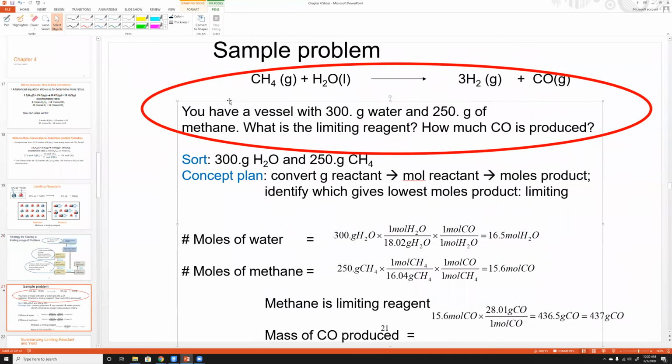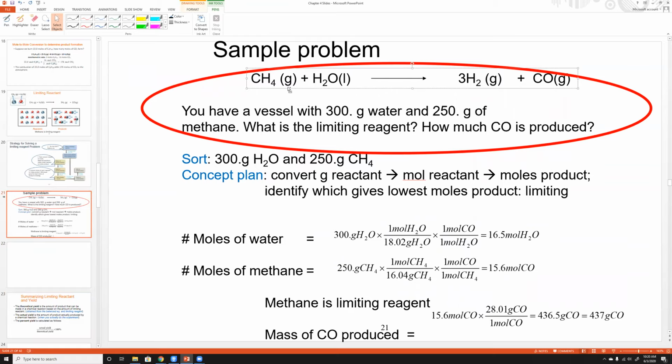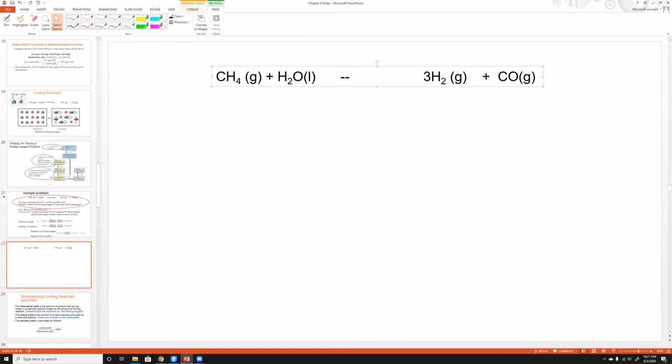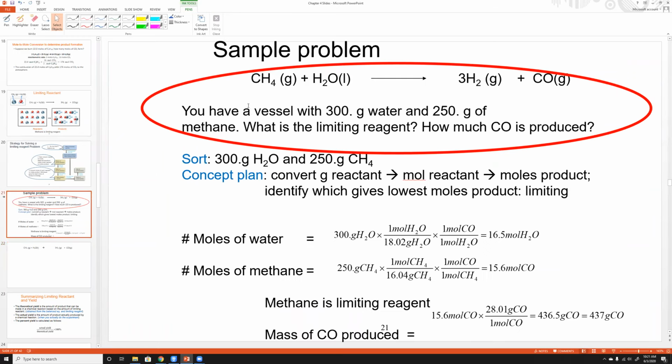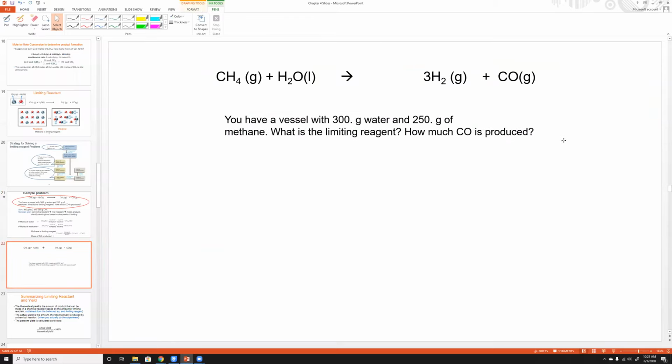So let's do this. Let's do a new slide. We'll do this together. So we have an equation, pretend there's an arrow there. Our questions would generally be like this. You have a vessel with 300 grams of water, 250 grams of methane. What is the limiting reagent? How much CO is produced? Okay.